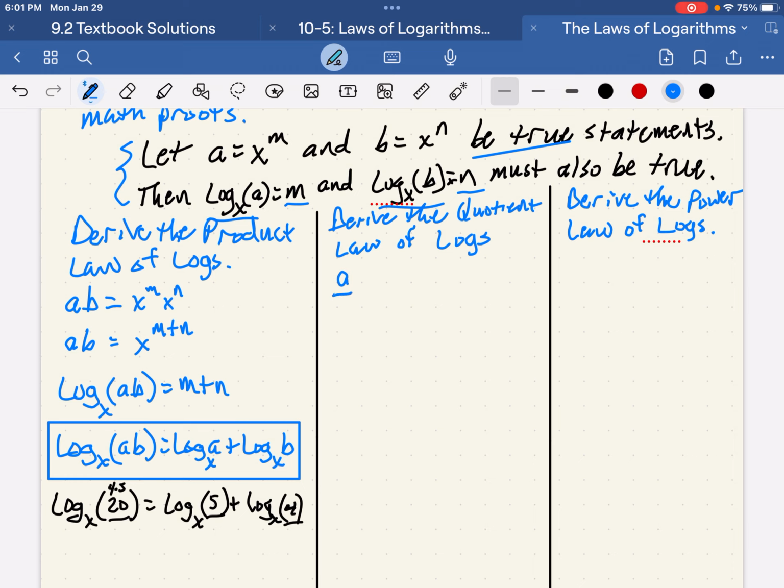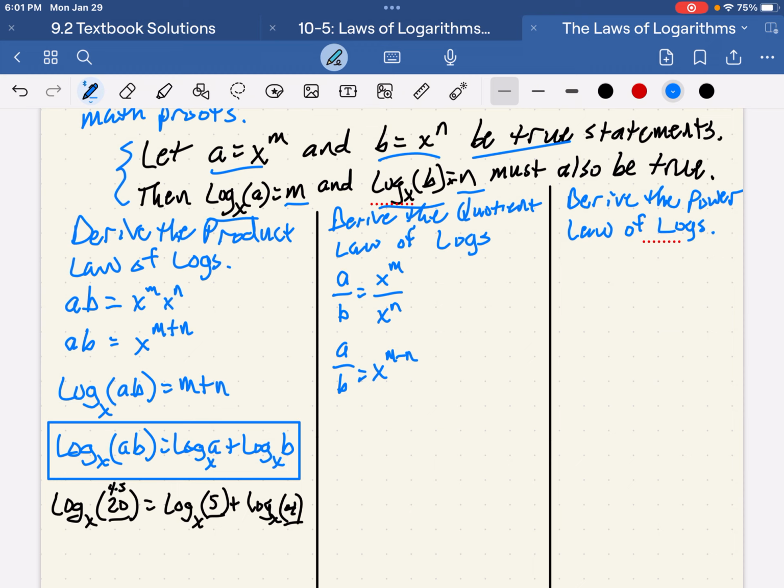Suppose that I start off with a divided by b. Well, wouldn't a divided by b equal x to the m divided by x to the n using the above equivalences that we assume are true? Well, then doesn't that say that a divided by b is equal to x to the m minus n by the quotient rule of exponents?